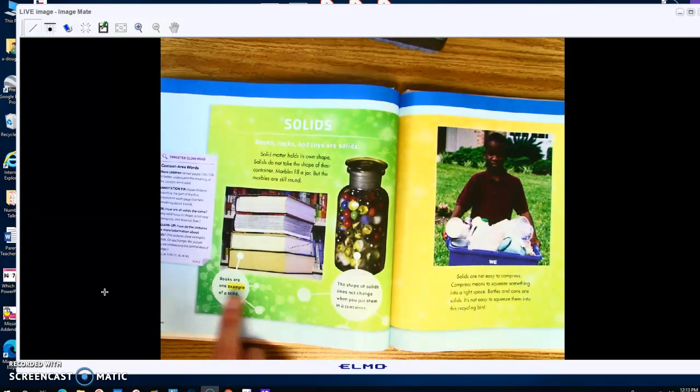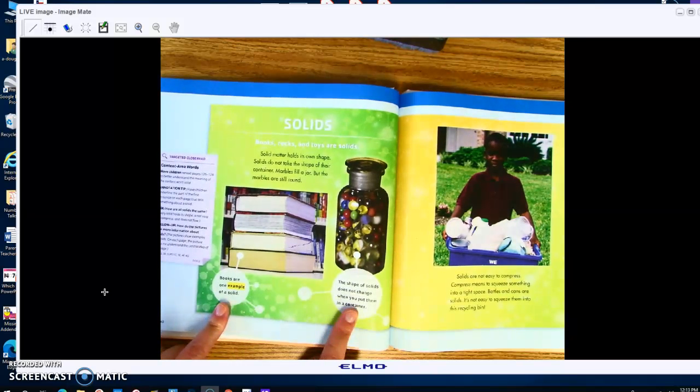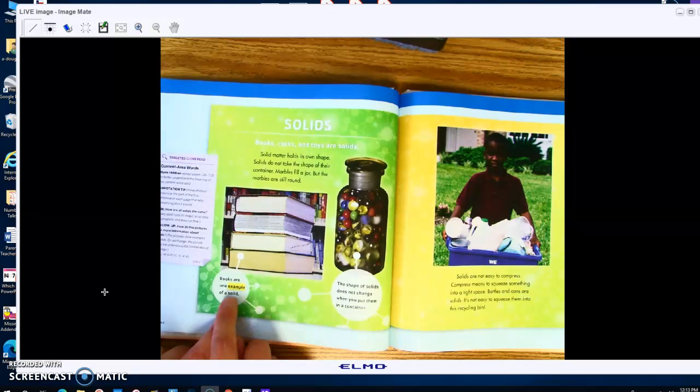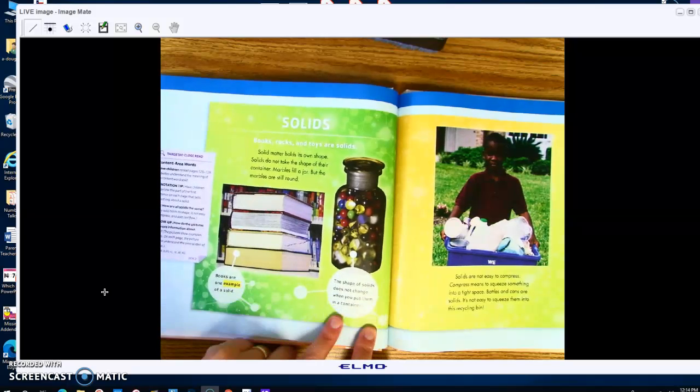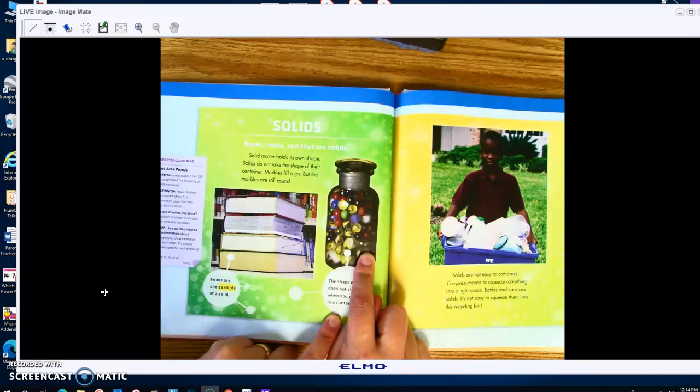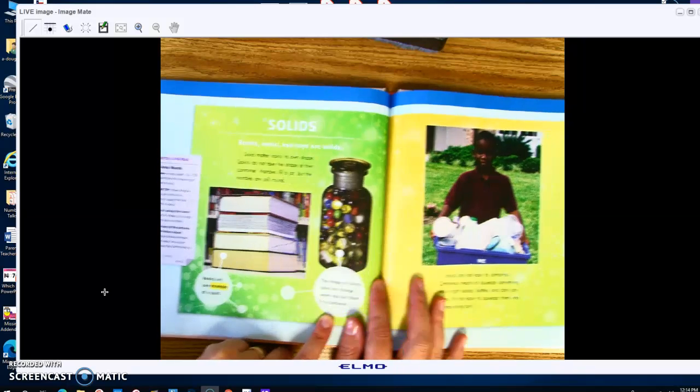Okay, here's our captions. Point to these two captions. These are called captions in nonfiction books. So you need to be on the right page. Books are an example of solid. This shape of solids does not change when you put them in the container. So the marbles stay the same, they're just filling up a container.